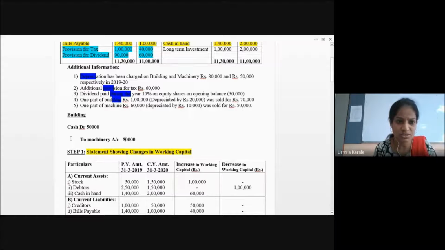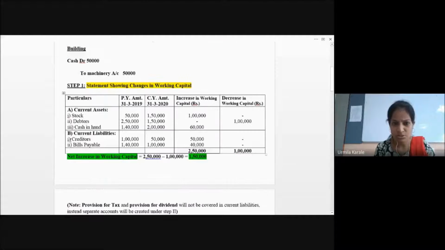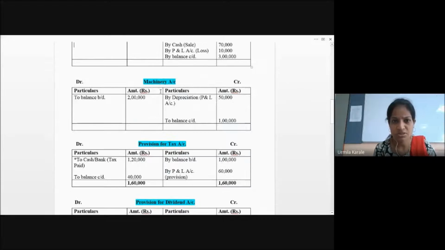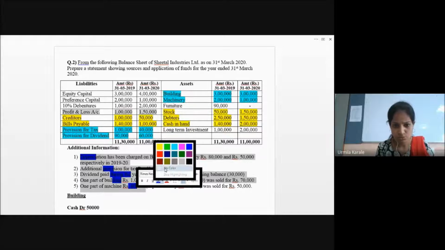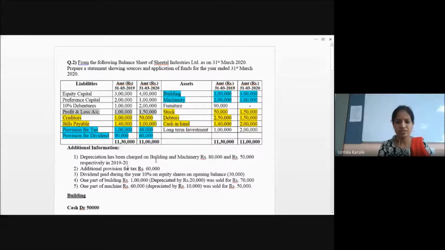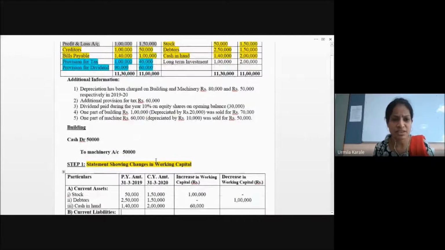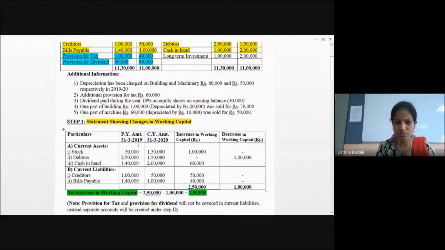The other account involved is cash. So I'm just showing this here. Machinery account credited by cash. So what is this? A sale. Amount you're getting, 50,000. We are done with this last one also. So we are done with all the entries, right? So we will close all the accounts and then we'll start with the last step, creation of the two accounts.